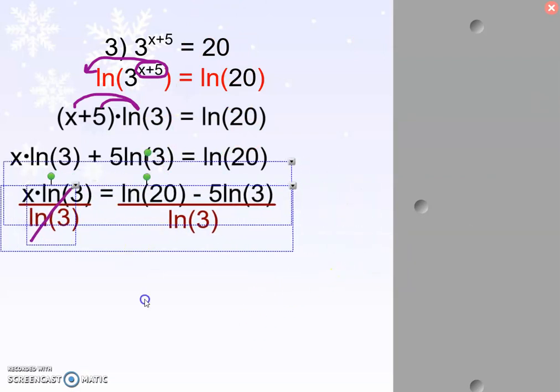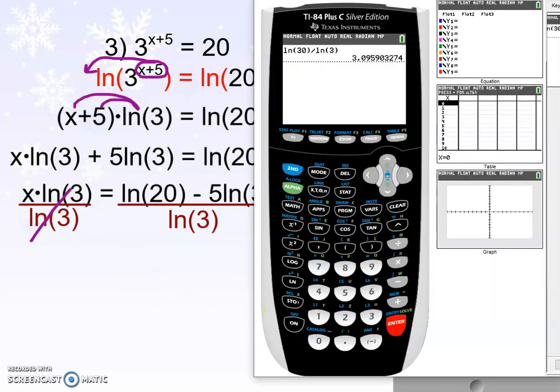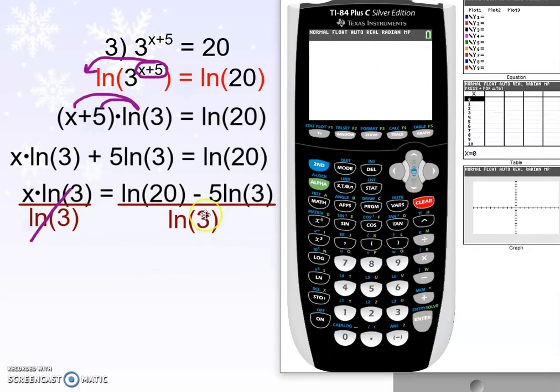I'm going to move this thing over so I can see it. So I'm going to type this into my calculator. I need this whole thing to be the numerator. So the first button I'm going to touch is a parenthesis, because I want to put the whole natural log of 20 minus the 5 times the natural log of 3, the whole thing in the numerator. Natural log of 20 with a parenthesis, minus 5 times natural log of 3 with a parenthesis. I need a second parenthesis to end my numerator, and I'm dividing that by the natural log of 3. And I end up getting that.